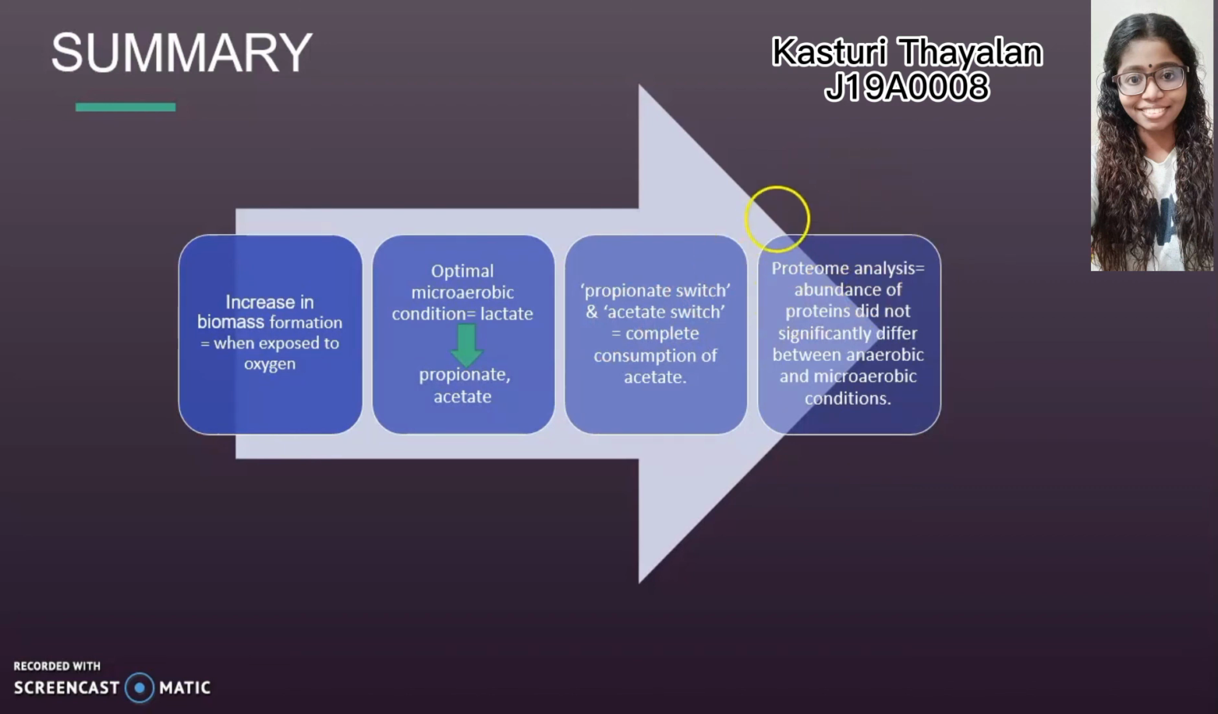For the proteomic analysis, it reveals that the abundance of proteins involved in aerobic and anaerobic electron transport chains is not significantly different between anaerobic and microaerobic conditions. So this implicates that Propionibacterium freudenreichii is prepared for utilizing oxygen when it becomes available in anaerobic condition. So that brings me to the end of our presentation.